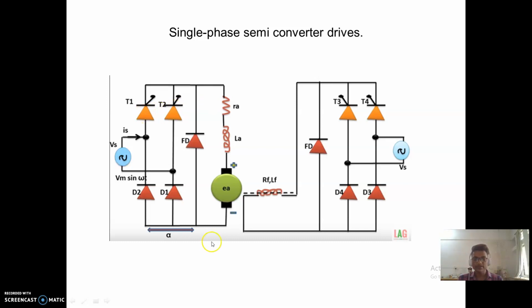Means if T1 is closed and we want continuous current, then at that time the inductor starts discharging the current, and the current flows through this freewheeling loop. So this freewheeling diode helps a lot to give continuous current.